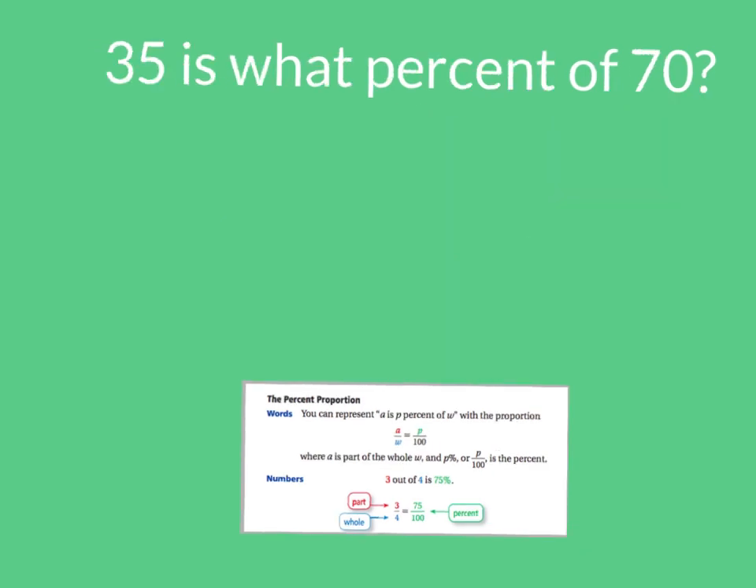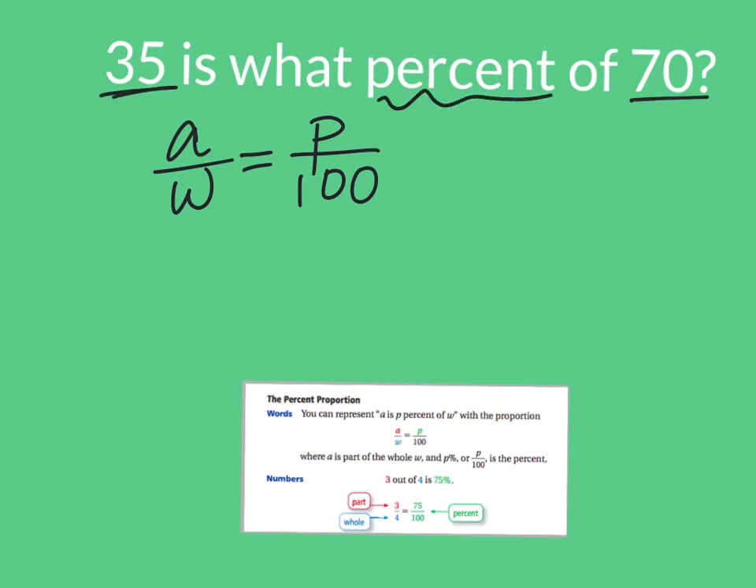35 is what percent of 70? So again, I'm going to start with my proportion, A to W, P to 100, and fill in what I know. So this time, I know my part and my whole, and I'm solving for percent. So my part is 35 to my whole is 70, and I'm solving for P percent.